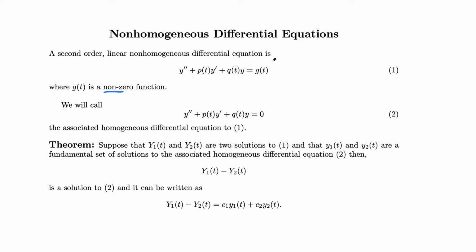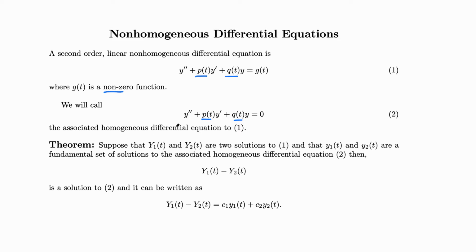And if we make this zero, then we call it the associated homogeneous differential equation to 1. The theory we are about to develop works for any functions p and q. But in this course, we mainly work with constants, numbers here. And we can have some non-zero function here, but we can always divide through by that.